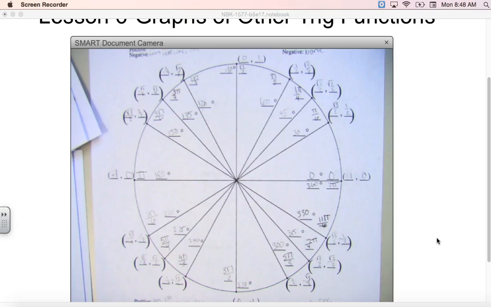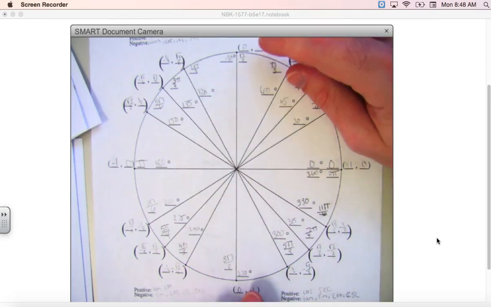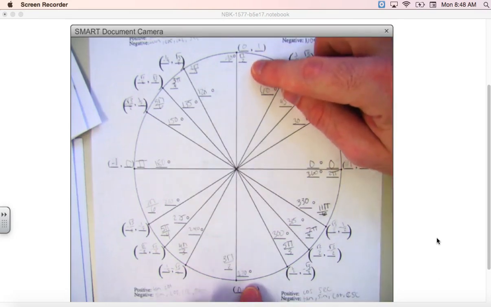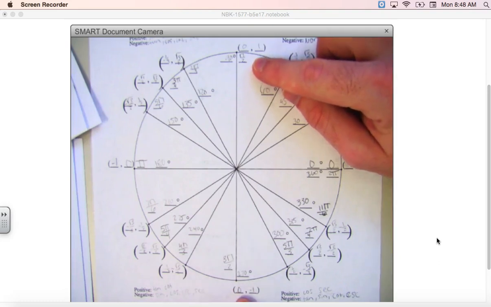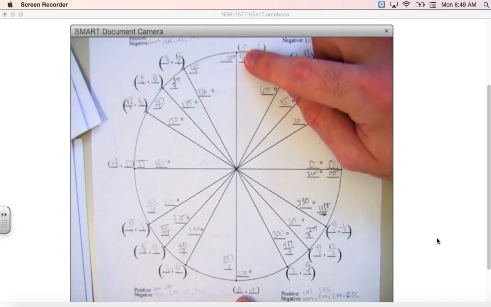So remember, tangent is the y coordinates over the x coordinates. So if we look, let's start with up here at pi over 2 and look at negative pi over 2. If we found the tangent right here, we would do 1, because tangent is y over x, 1 over 0, and down here negative 1 over 0. Both of those would be undefined, right?